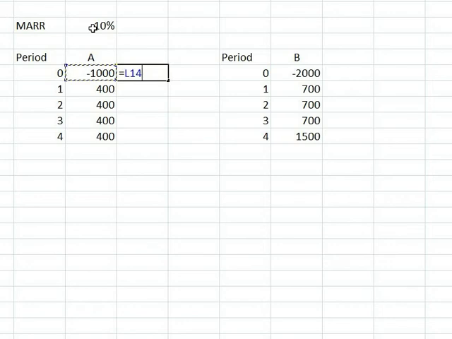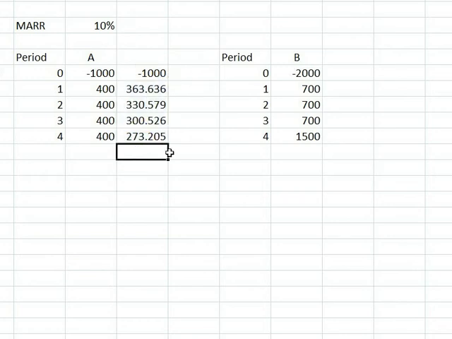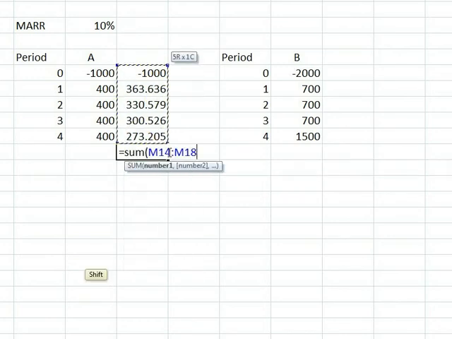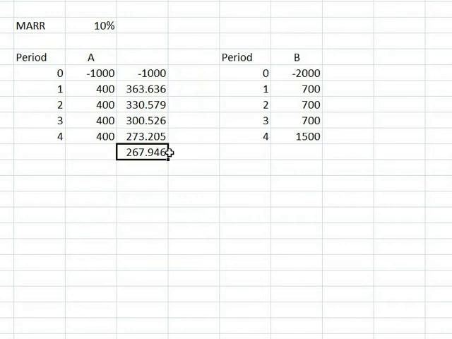So we can discount each one of these cash flows by dividing by 1 plus that interest rate, raised to the t. The summation of this column, as we have done in the past, is what we have as the present worth of the project. So right now the present worth of project A is 267.95. Let's see what the present worth for project B is.